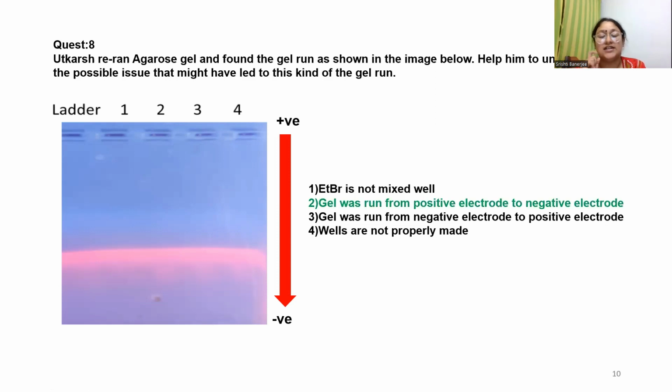So the answer is the gel was run from positive electrode to negative. You had just changed the electrodes. Everything was the same, you placed your samples correctly, but the cover that has the cathode and anode, the electrodes, was placed in the opposite direction. Clear? Is this clear?